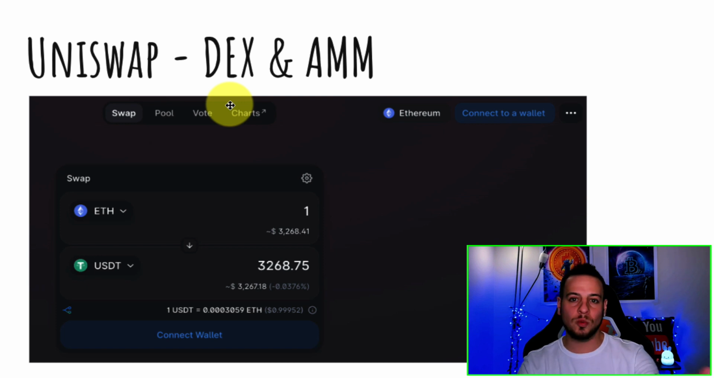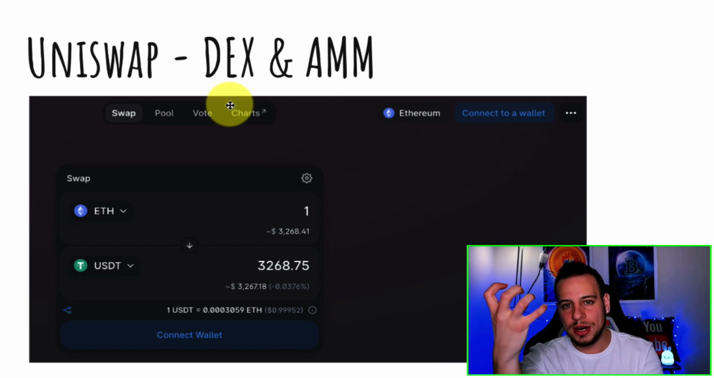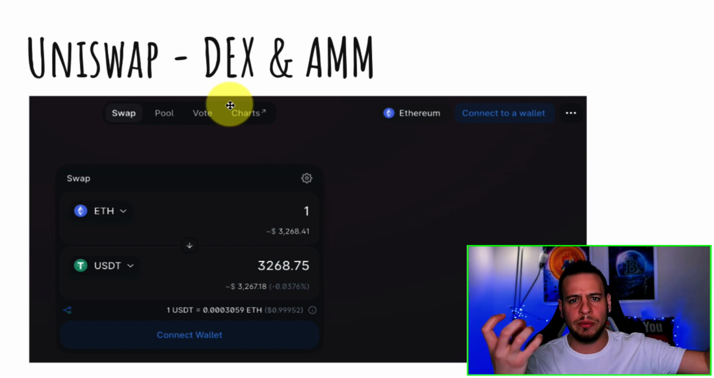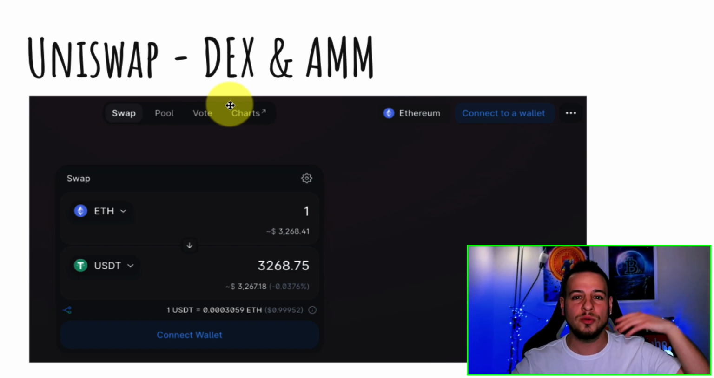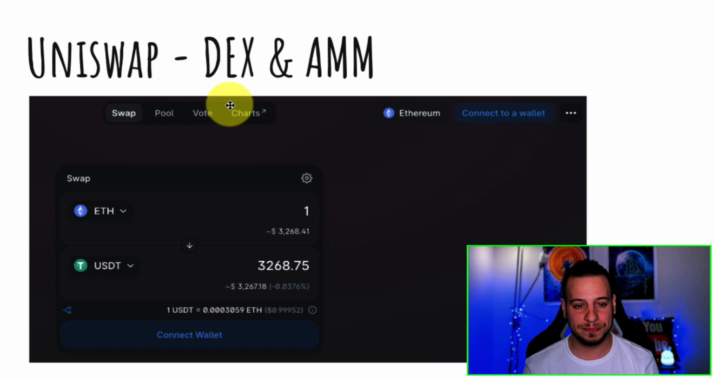Basically, it lets you swap one token to another in a decentralized way without interacting with a centralized exchange like Binance or KuCoin or Crypto.com. You don't need to open an account or add KYC, a passport. You can keep your information private and safe, and you just connect your MetaMask wallet. But don't worry, we'll talk about the wallet in a future tutorial, how to set it up and how to use these kinds of protocols.